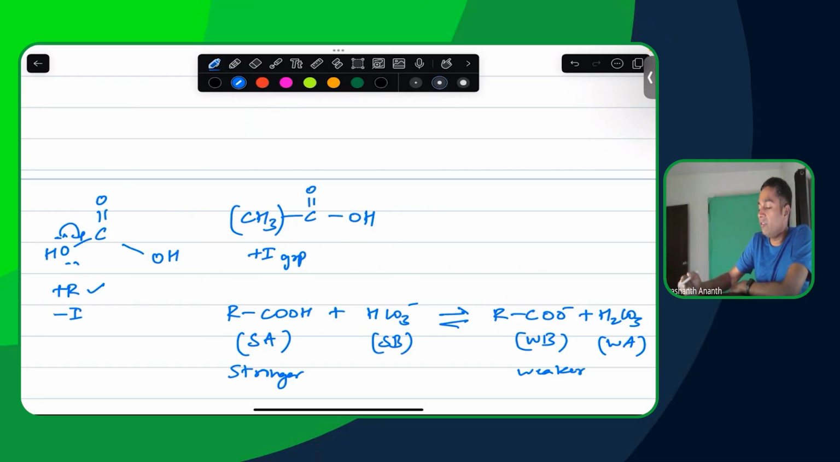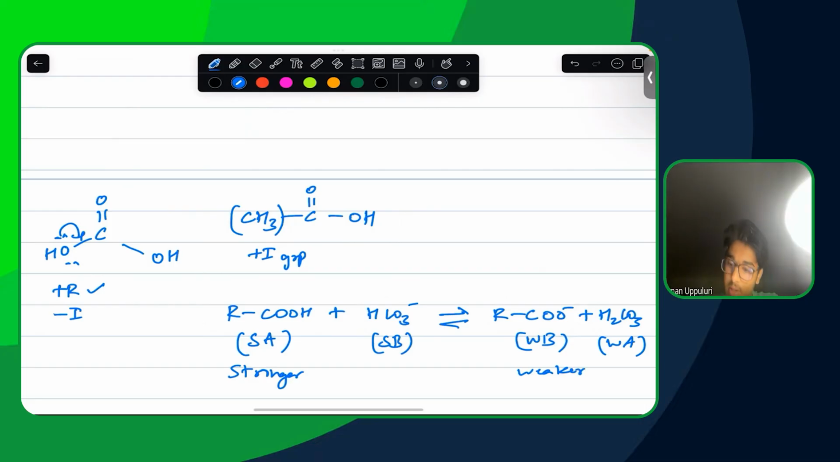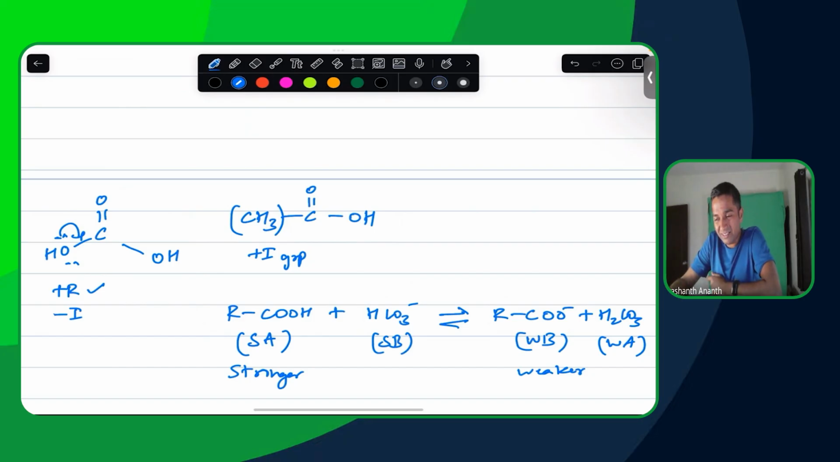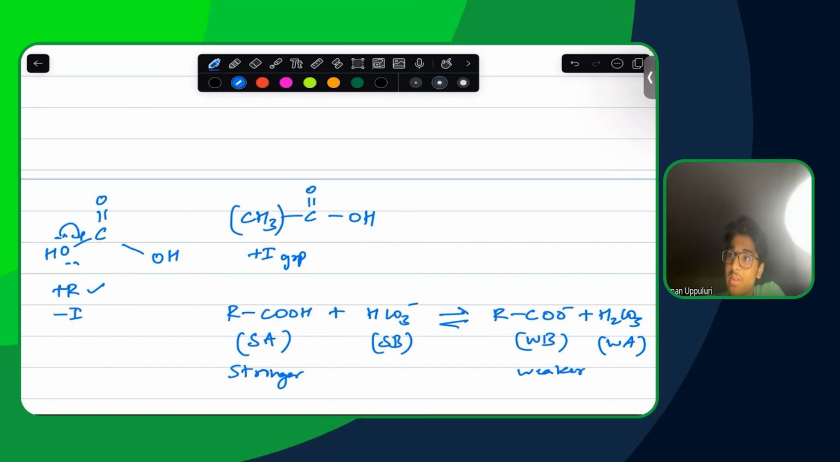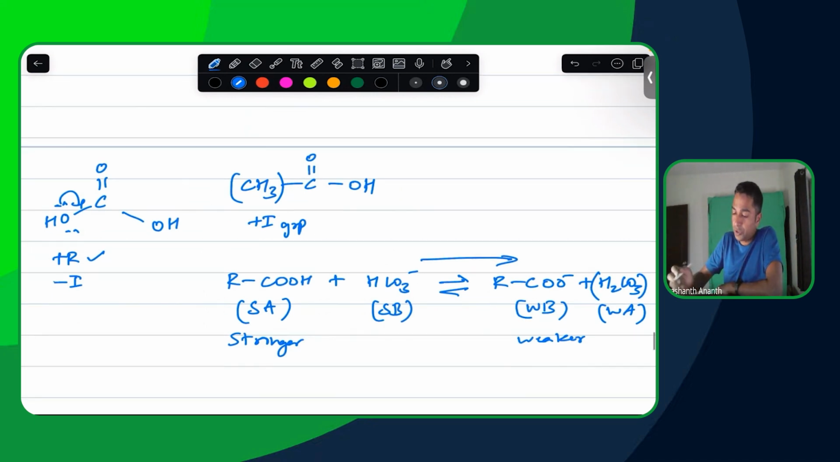So obviously this equilibrium will be in which direction? Forward direction. That means this equilibrium will be producing H2CO3. H2CO3, is it stable?